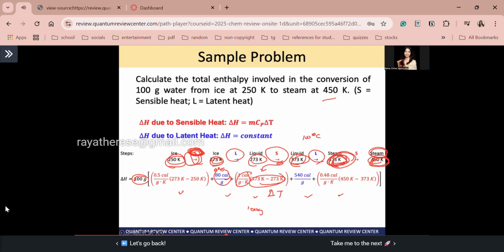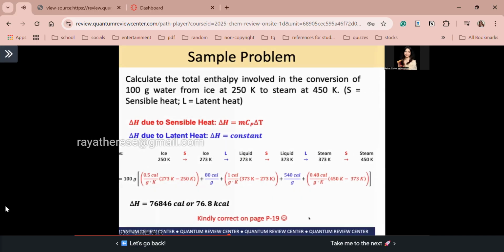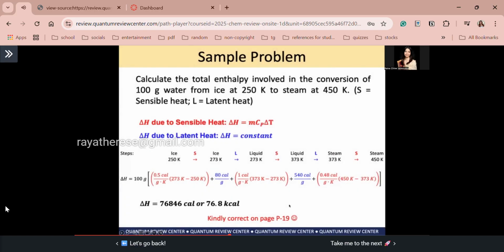So through these steps, guys, we can finally calculate the total enthalpy involved in the conversion of 100 grams of water from ice at 250 K to steam at 450 K. So the answer is delta H is equal to 76,846 calories or 76.8 kilograms. Kilocalories, sorry. Again, 76.8 kilocalories. So kindly correct this on page P19. Again, the answer should be 76.8 kilocalories.